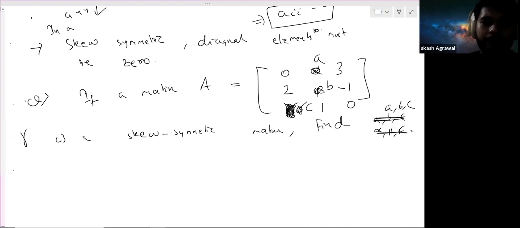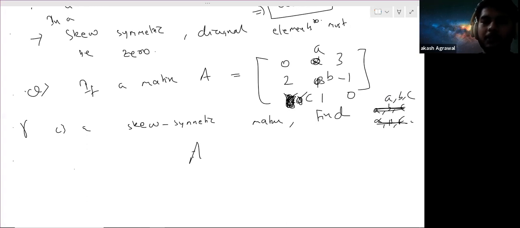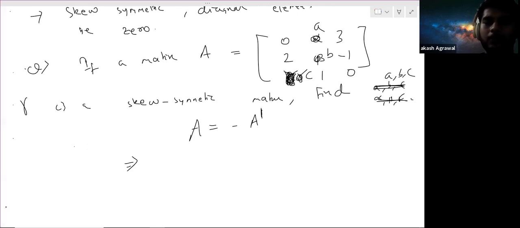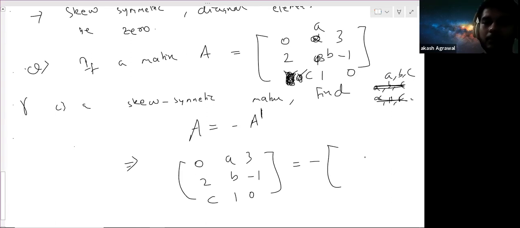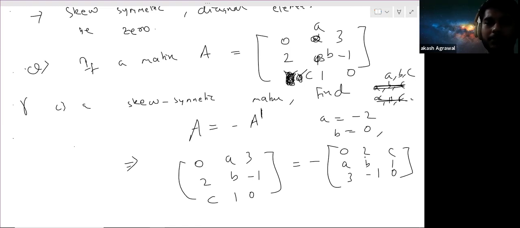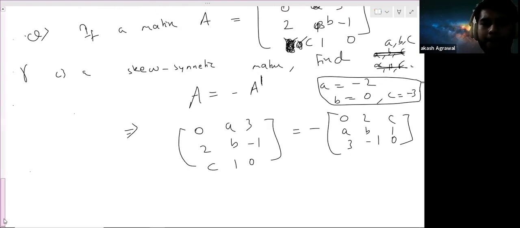Okay, very simple question, right? What they are saying is A is a skew symmetric matrix, with the definition A must equal negative of A transpose. So A is [0, a, 3; 2, b, -1; c, 1, 0], and negative of A transpose is [0, a, 3; 2, -1, c, 1, 0]. Now by comparison you can get this, yes or no? So very simple. a will be equal to -2, b will be equal to 0, and c square is equal to -3.